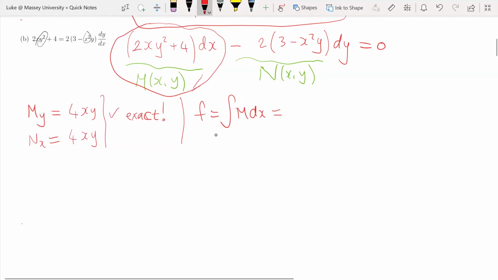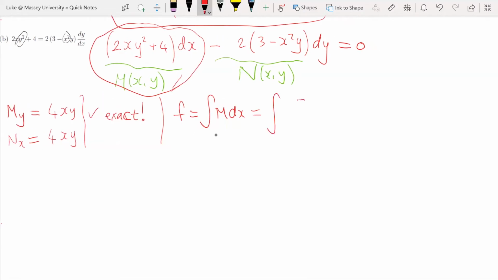So we write the integral of 2xy squared plus 4 with respect to x, plus some arbitrary function of y, okay, because remember that M is a function of x and y, and we're only taking the integral with respect to x here.